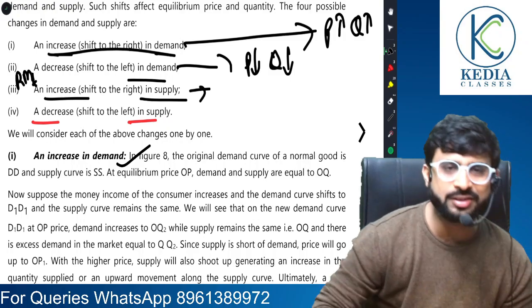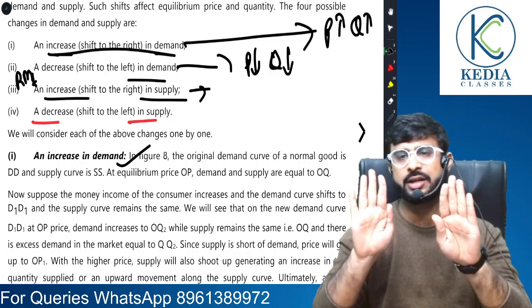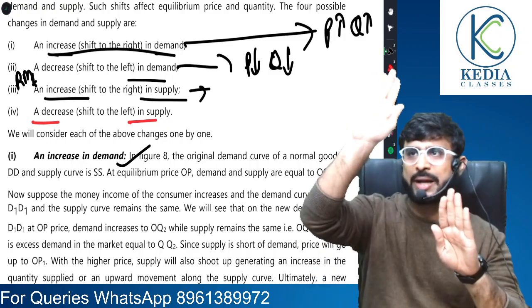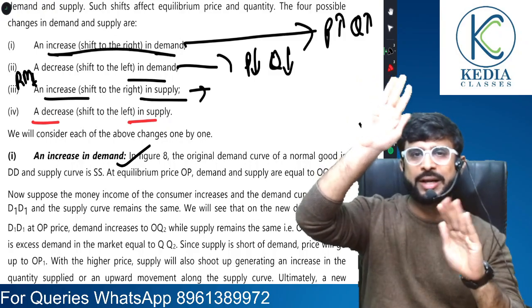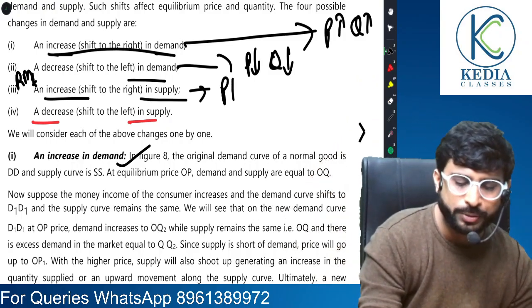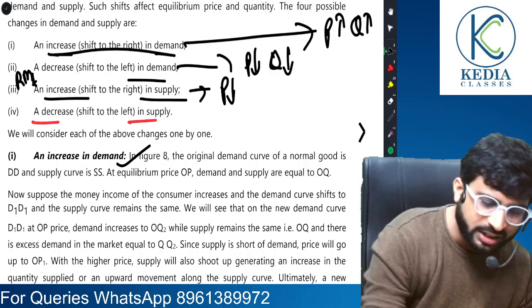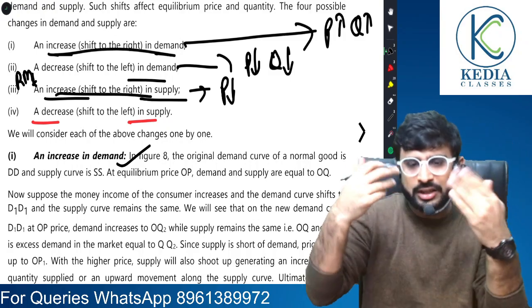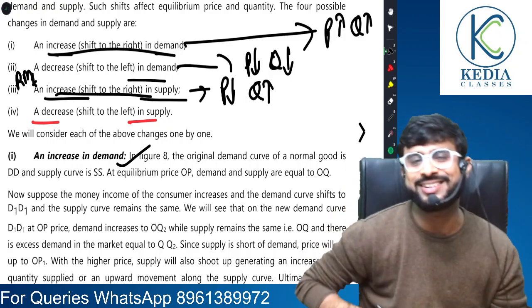What if there is an increase in supply? Again, left hand demand, right hand supply. Increase in supply. Supply is upward. So when there is a rise in supply, there is excess supply. Whenever there is excess supply, equilibrium price is forced to be reduced. But since there is an increase in supply, overall there is an increase in quantity, so quantity will rise.